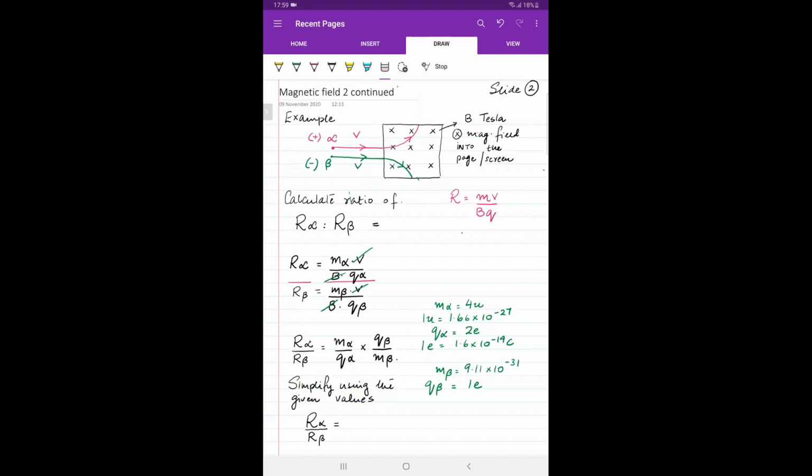This is what you would end up with. I've skipped the plugging in of the numbers, you can look at that yourself. Approximately this answer will come. If you want to write it down correct to two significant figures, then this answer will come.